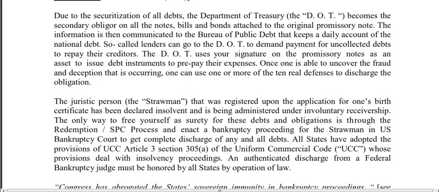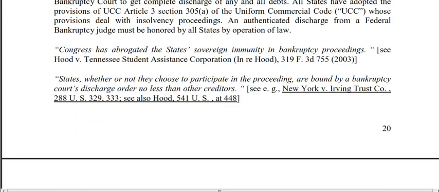All states have adopted provisions of UCC Article 3, Section 305A of the Uniform Commercial Code, whose provisions deal with insolvency proceedings. An authenticated discharge from a federal bankruptcy judge must be honored by all states by operation of law. Congress has abrogated the state's sovereign immunity in bankruptcy proceedings. See Hood versus Tennessee Student Assistance Corporation.